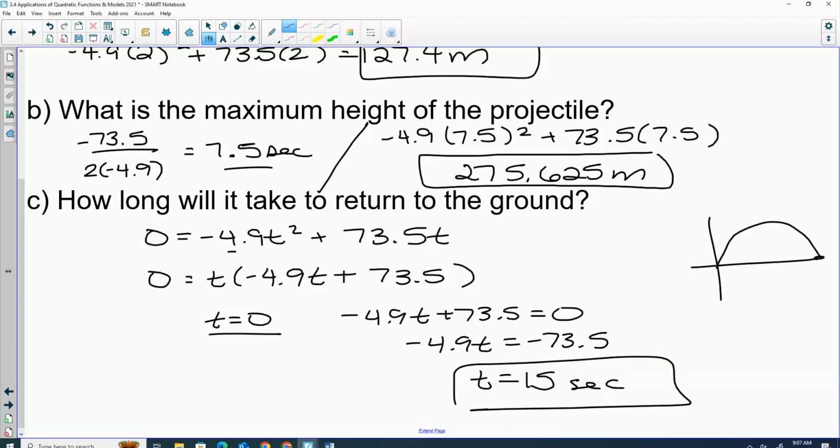Couldn't you also just multiply your vertex times 2 because your vertex is at the dead top and center of the parabola? That works as long as you threw it from the ground. If I were standing on top of the table and I threw it up, it will not simply just be double. So it only works if you start on the ground, throw it up, and it comes back. Other questions?